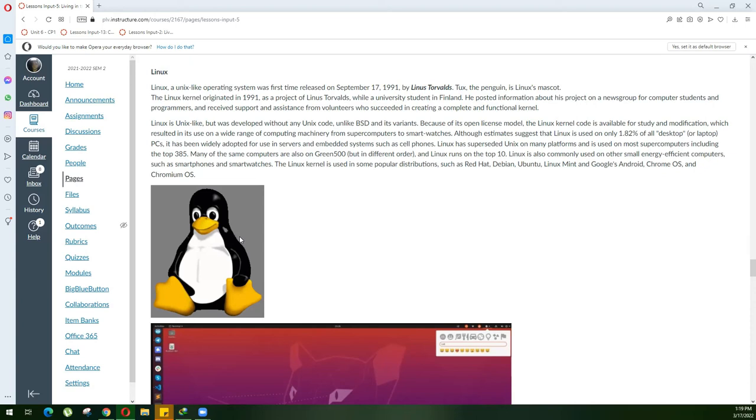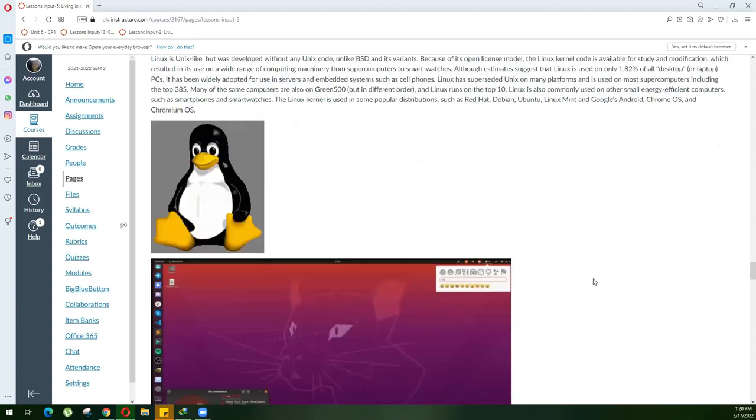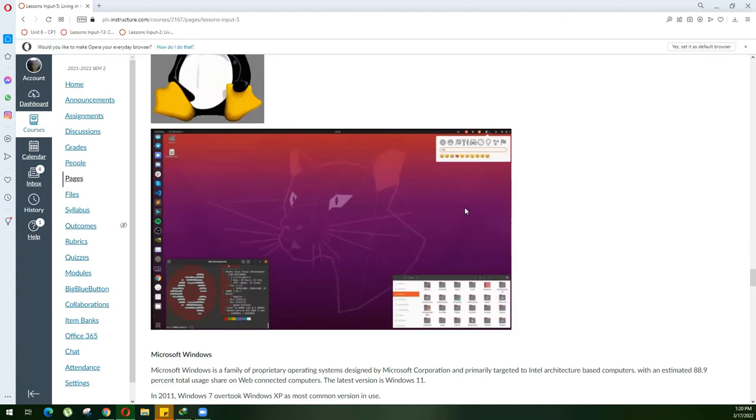The Linux kernel is used in some popular distributions such as Red Hat, Debian, Ubuntu, Linux Mint, and Google's Android, Chrome OS, and Chromium OS, which they use in their netbooks, which are small, portable, but less powered tablets or laptops. So this is a sample of the interface for Ubuntu.